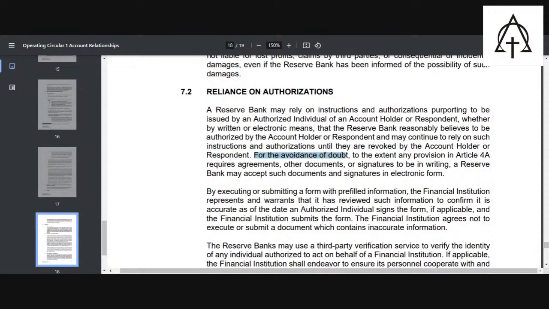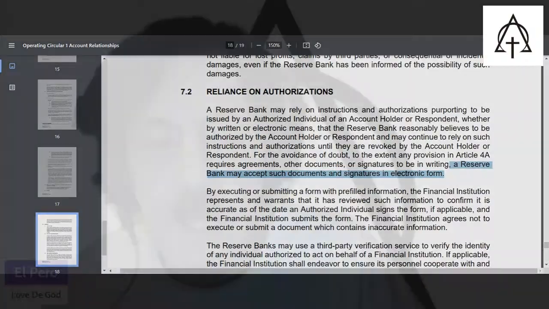For the avoidance of doubt, to the extent any provision in Article 4A requires agreements, other documents, or signatures to be in writing, a reserve bank may accept such documents as signatures in electronic form.